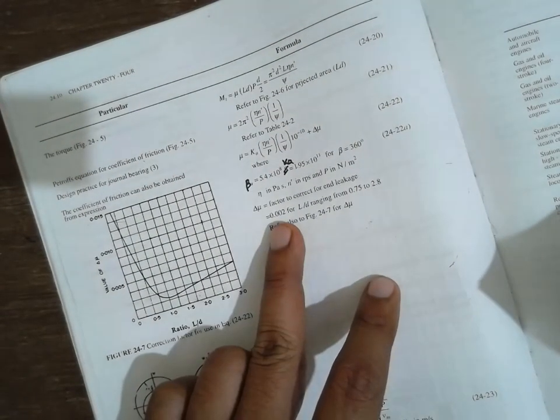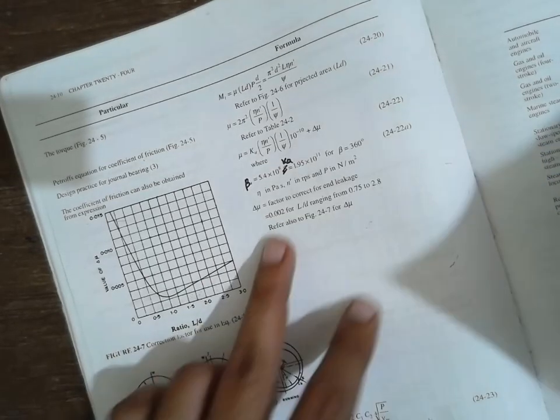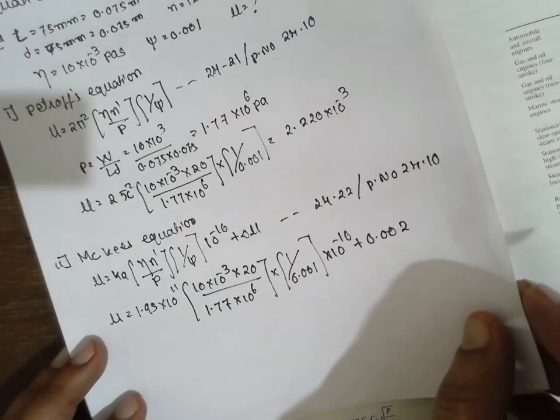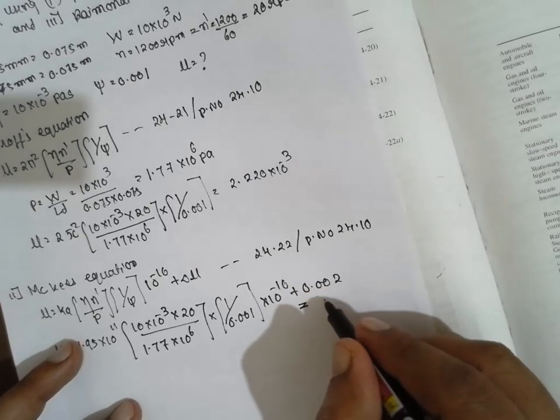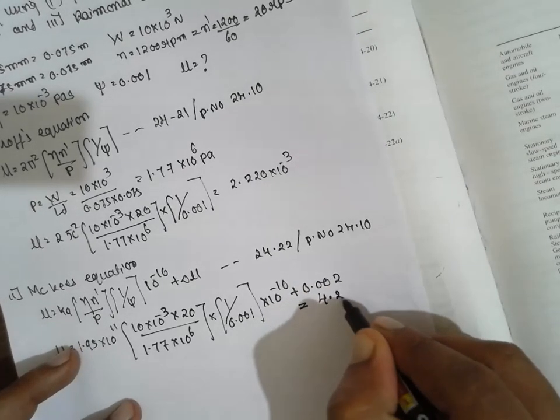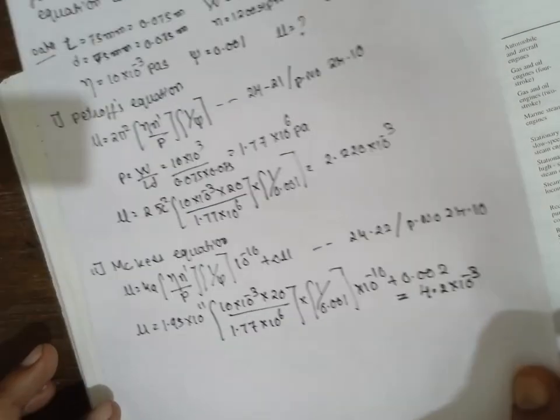Now this is the value which is obtained here. Delta mu value is nothing but 0.002. After substituting the values, you will get the answer 4.2 into 10 raised to minus 3.